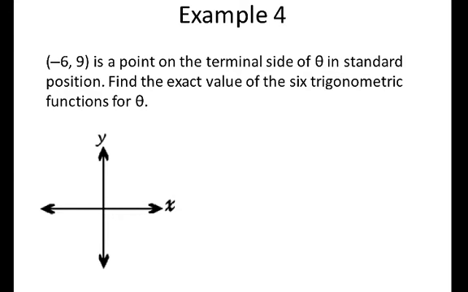Example number 4 says we have a point (-6, 9). It's a point on the terminal side of angle theta, and it's in standard position. Find the exact value of the six trig functions of theta.